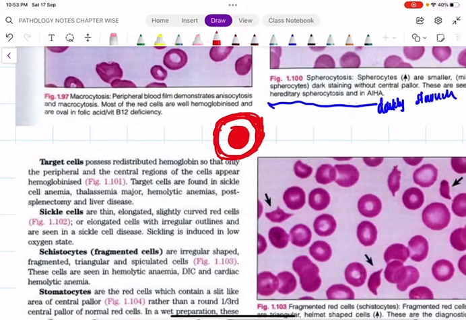Remember, target cells are a hallmark feature of thalassemia major. Why I am stressing this point is that in your MCQ they will ask: target cells, hallmark feature of? Because target cells are found in almost all hemolytic anemia, but it is a hallmark feature of thalassemia major. It is also seen in sickle cell anemia, post-splenectomy and liver disease. Almost all these cells are found in many conditions, but each abnormal shape or size is specific to only one or two conditions. That only you have to remember. Target cells means immediately the disease which comes to your mind is thalassemia major.